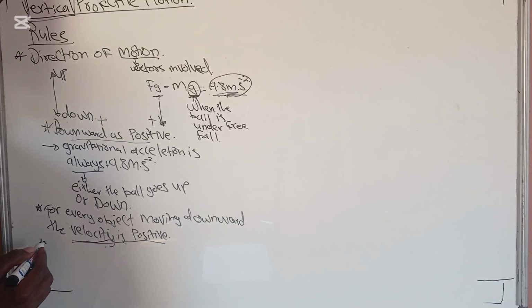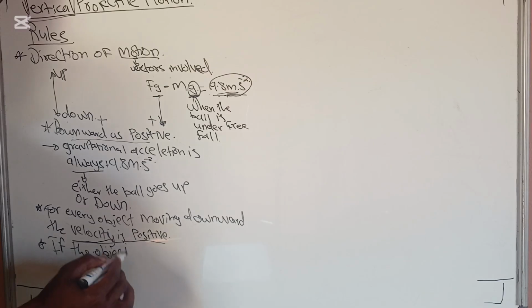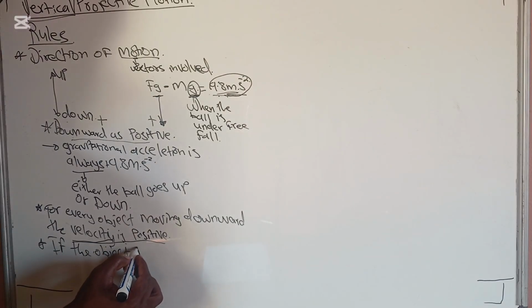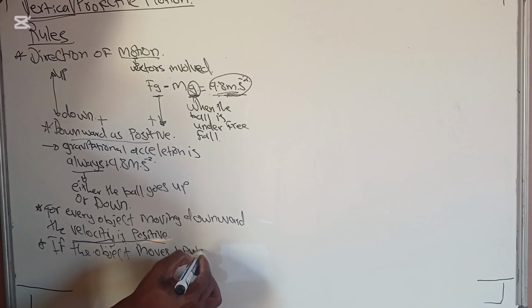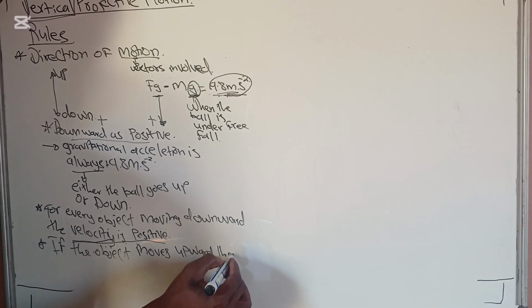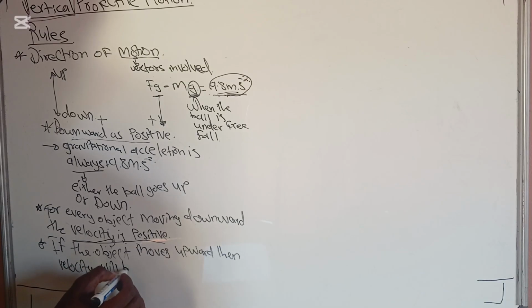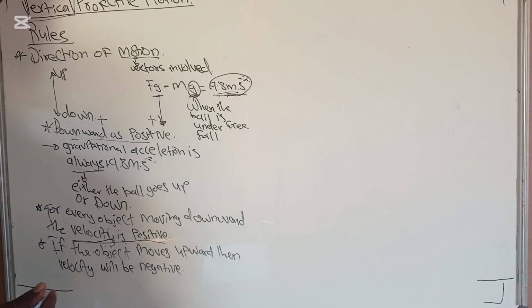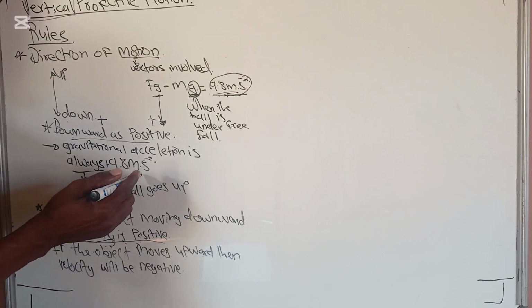Now, what if the object is moving upwards? If the object moves upward, then velocity will be negative. Now, this one is very clear because of the motion, the acceleration, and the velocity.